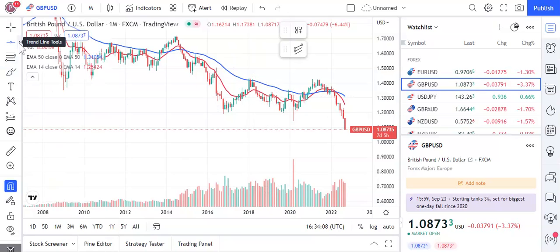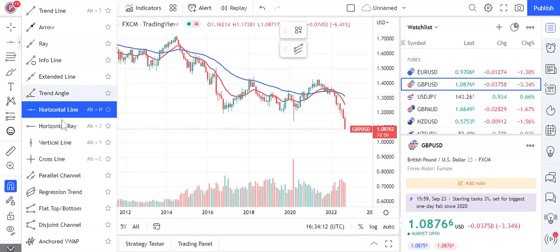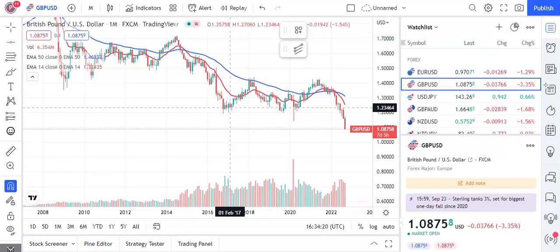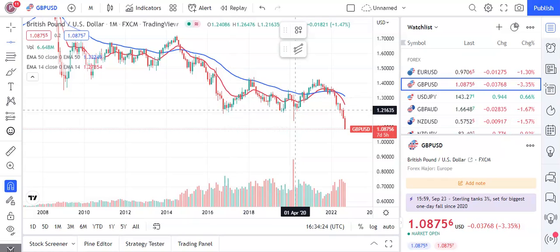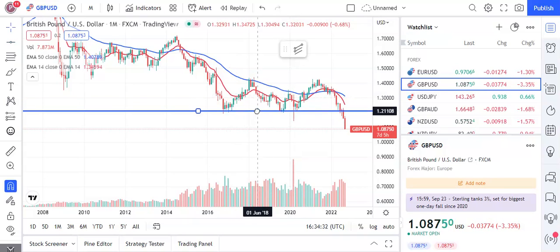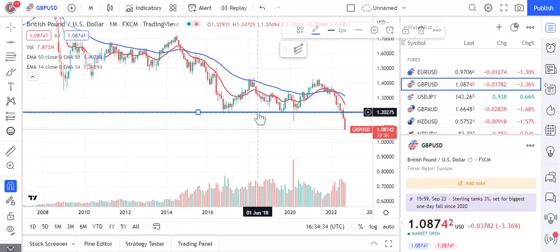You go to the trend line tools, you pick the horizontal line, you come to the chart. I've identified this point 1, 2, 3 as an area of support. I place the line there. Sorry, move it down to this area.